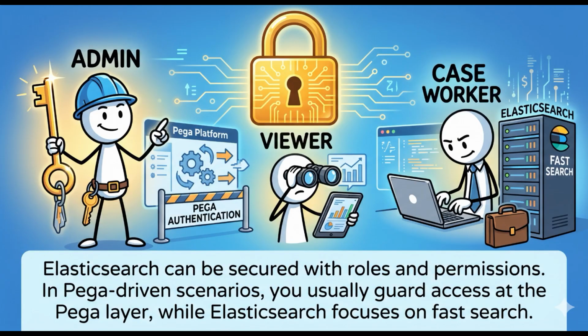Security is key. Elasticsearch uses roles and permissions to secure data. In most Pega scenarios, you'll guard access at the Pega layer, allowing Elasticsearch to focus entirely on providing the fastest search results possible.